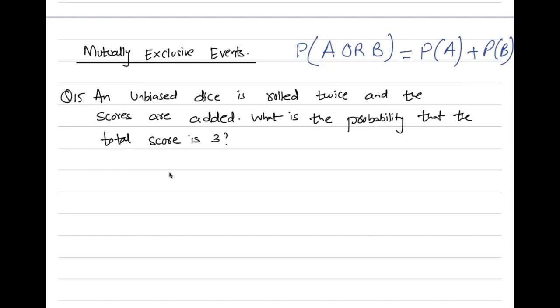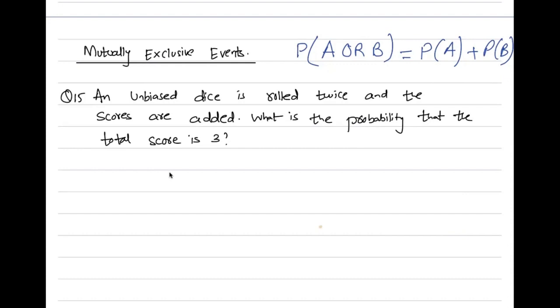Okay. The example that I just gave you, for example, if you're rolling a dice, what is the probability that the score on the dice is either a 4 or a 6? So you are okay with getting a score of 4 or getting a score of 6.